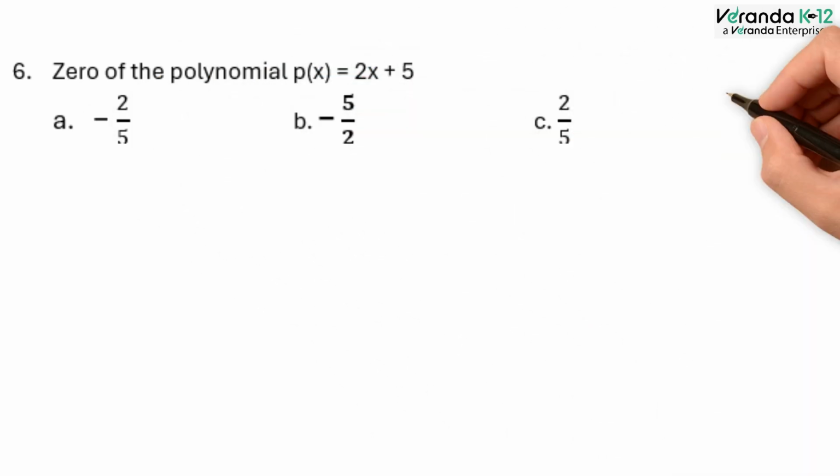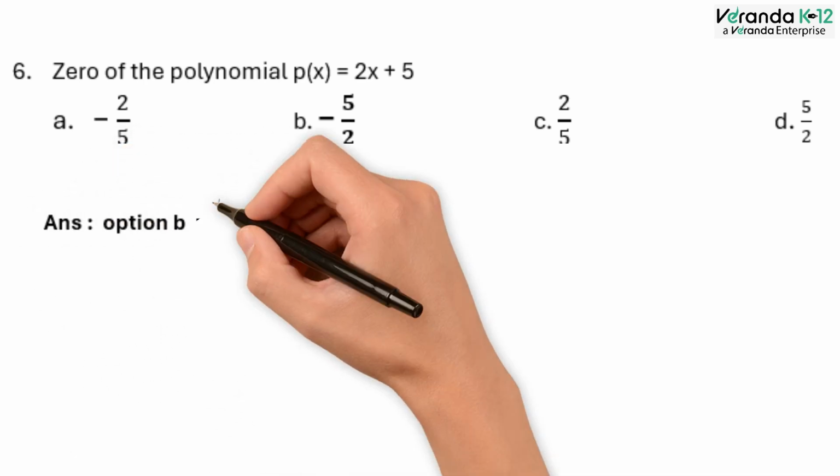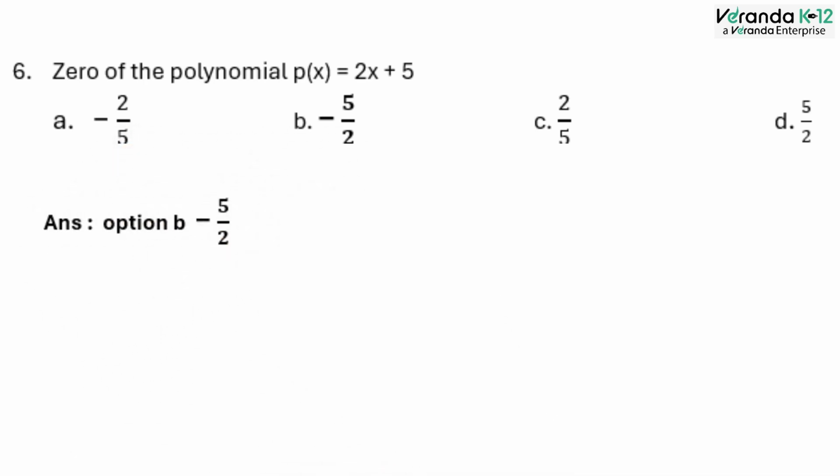Sixth question. The zero of the polynomial p(x) = 2x + 5 is: option A, −2/5; option B, −5/2; option C, 2/5; and option D, 5/2. 2x + 5 is equal to 0, then x is equal to −5/2. Hence the answer is option B, −5/2.